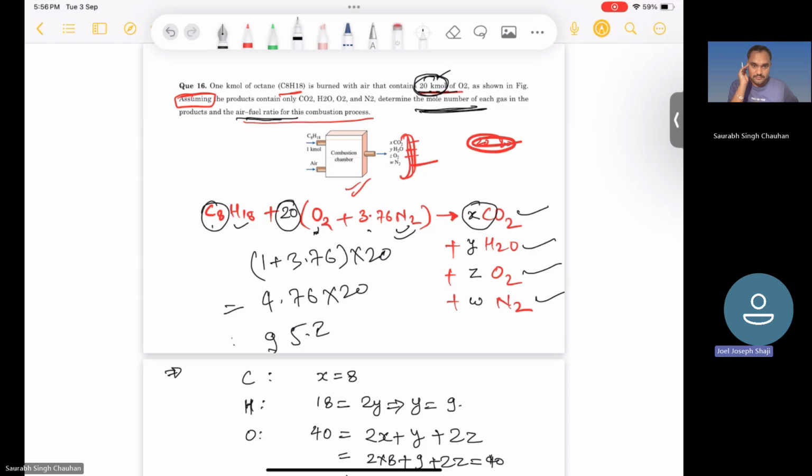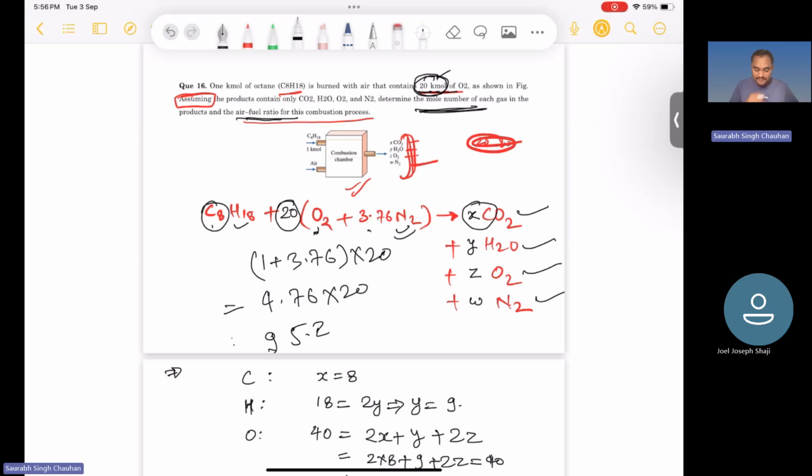Sir, I have a doubt regarding the equation. Can you please repeat it? How did you get that equation? C8H18 plus 20 O2 plus 3.76 N2. Okay, sure.